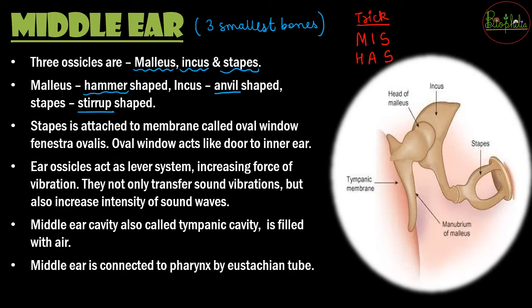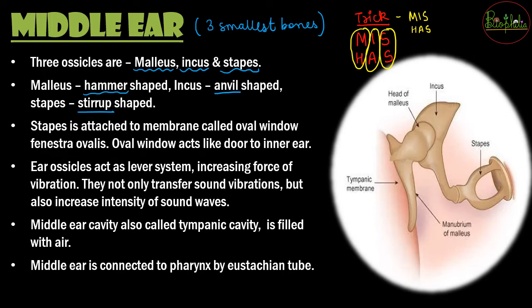So how are you going to remember it? M is for malleus, H is for hammer shaped, then A is anvil, and anvil is going to combine with the incus, and S is stapes and the stirrup is going to be together. So just with the trick of Miss Has, you are going to remember the name of the bone and the shape of the bone. So more to be detailed about stapes.